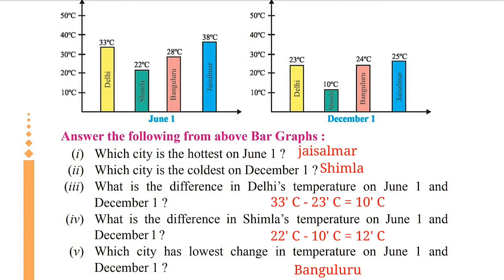Fourth, what is the difference in Shimla's temperature on June 1st and December 1st? You can see on June 1st the temperature of Shimla is shown in green color, which is 22 degrees Celsius, and on December 1st it is shown in green color, 10 degrees Celsius. So the difference, 22 degrees Celsius minus 10 degrees Celsius, is equal to 12 degrees Celsius. Fifth, which city has the lowest change in temperature between June 1st and December 1st? You can see Bangalore, shown in red color, has the lowest change.